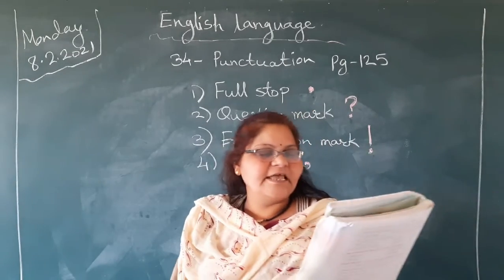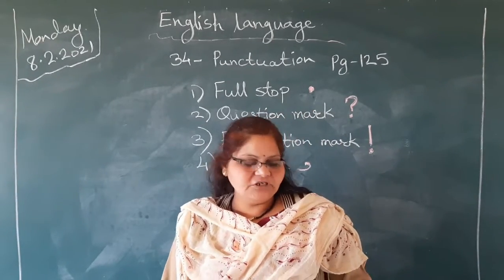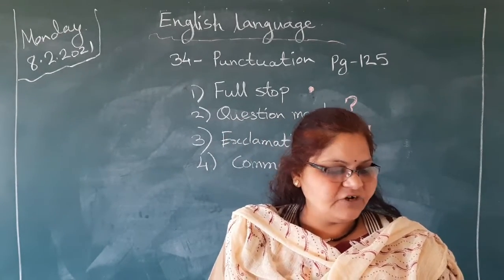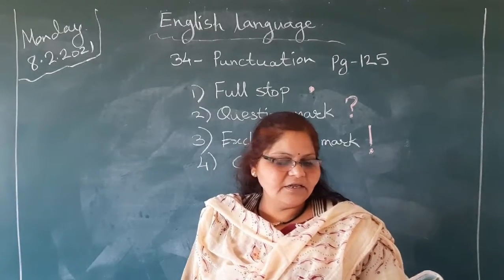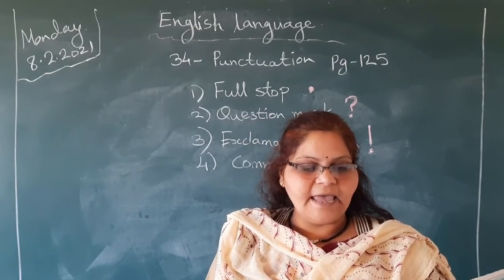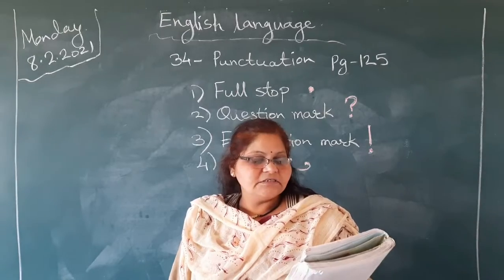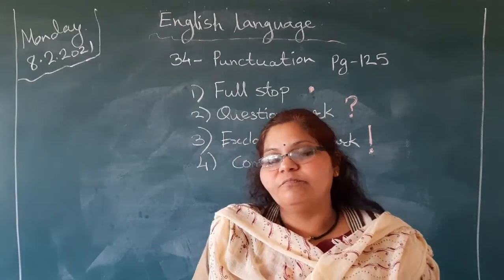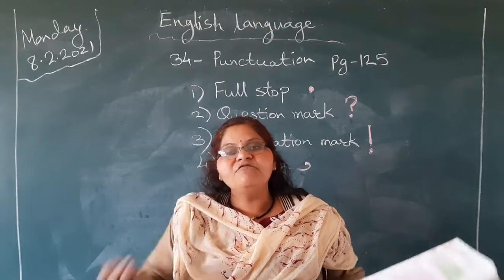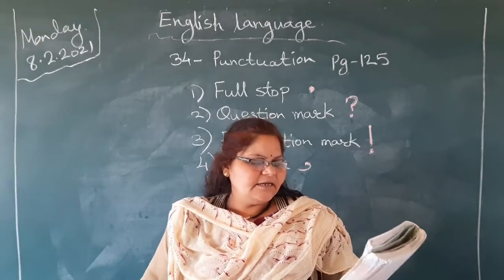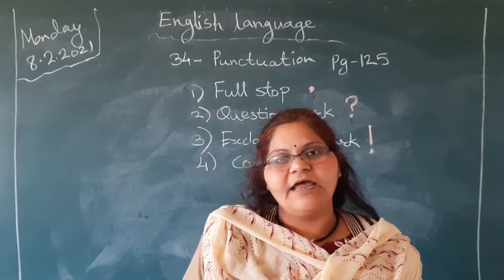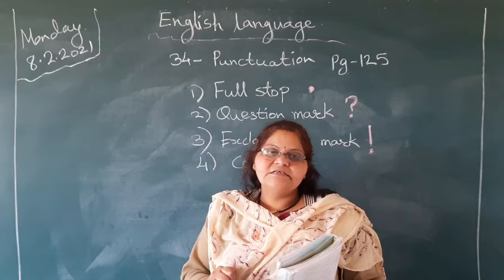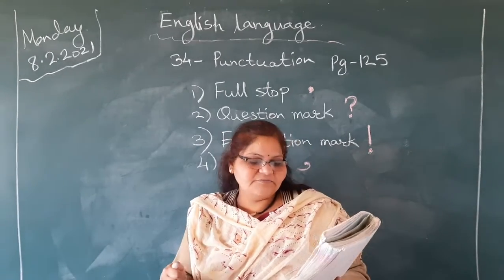So, the next point is the exclamation mark. The exclamation mark is used at the end of an exclamatory sentence. It is used to express strong emotion: happy, sad, angry, surprise, excitement and any such feeling. So most probably what you should remember is feeling. When you are happy, you have a happy feeling. When you are sad, you feel very sad.